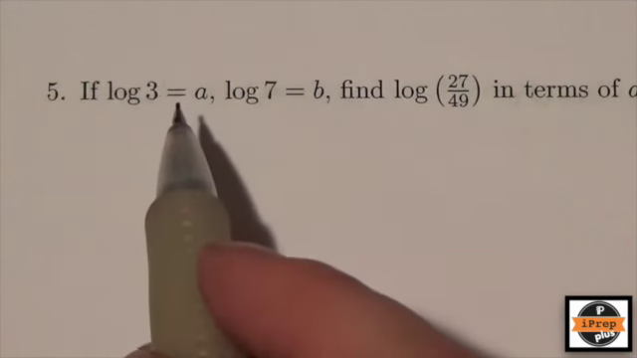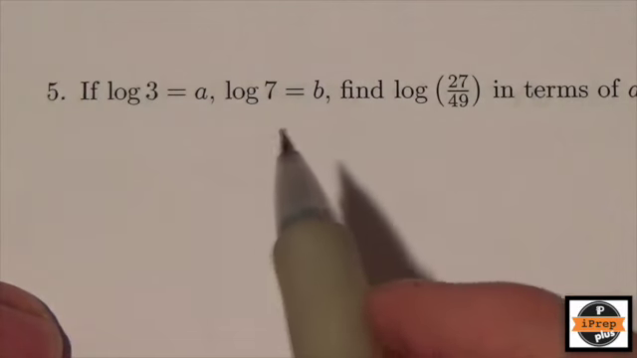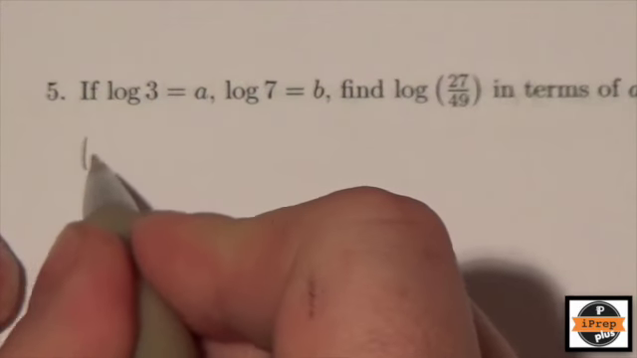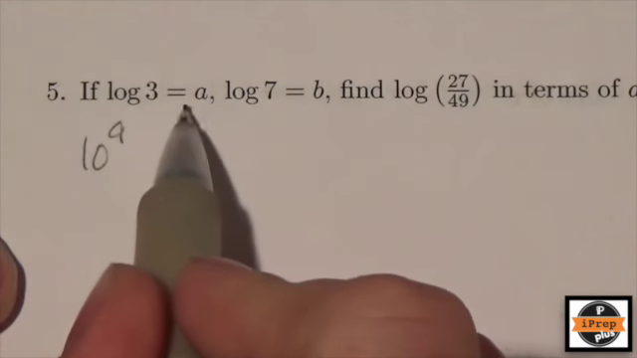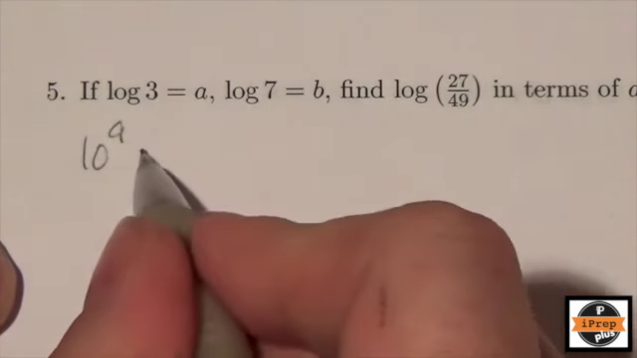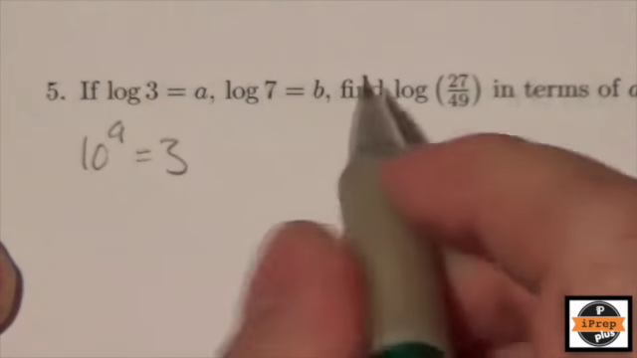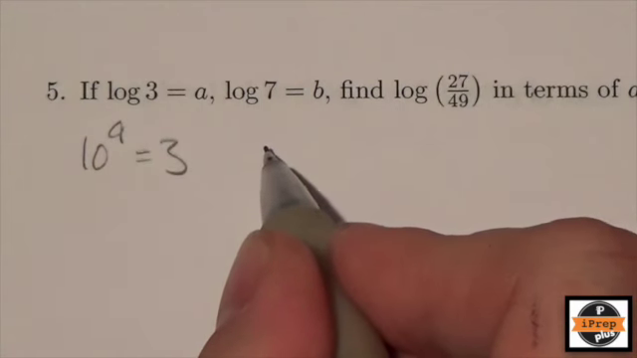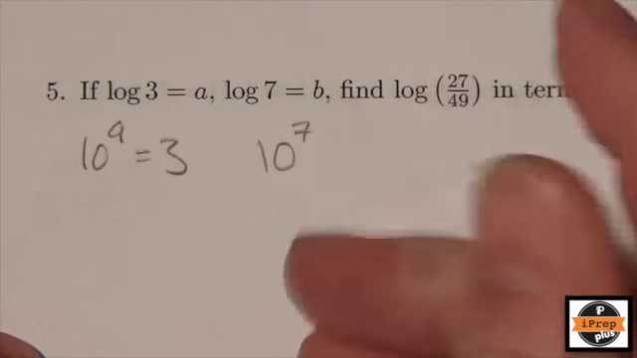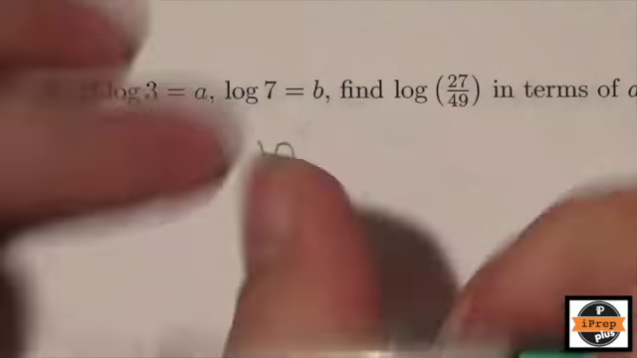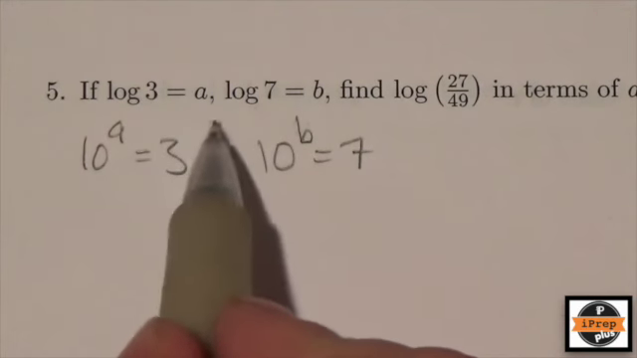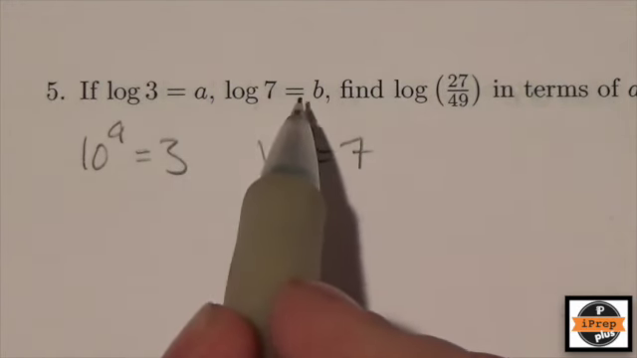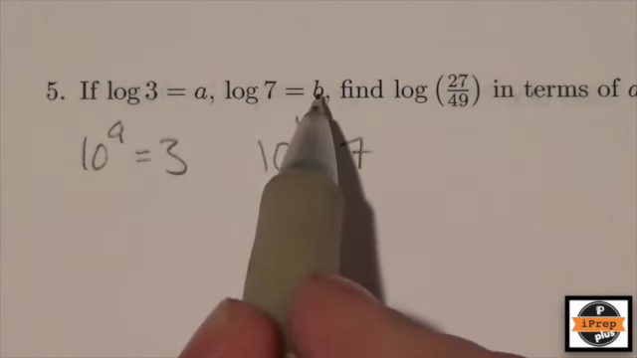If I convert this to exponential form, this tells me that 10 to the a, because the base here is 10 and a is what the logarithm is equal to, that's going to be my exponent. So 10 to the a is going to equal 3. By the same logic, 10 to the b is equal to 7. Remember, the base of the logarithm is the base of the power, and the logarithm is the exponent.